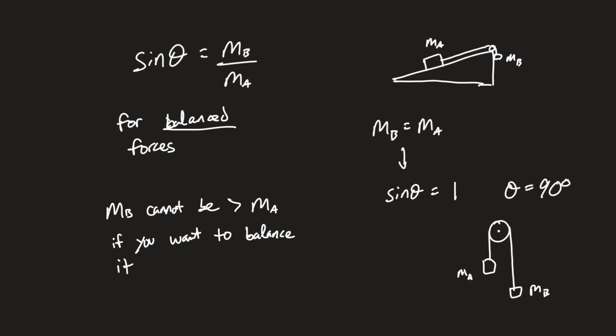We're starting to see that if we wanted to balance the situation, we better make mass B less than mass A, and then we can find the correct angle based on the masses when we take the inverse sine. So to find the angle, of course, you do the inverse sine of MB over MA like that. And you'd be able to get it, and you'd find the critical angle, which is really, really cool.